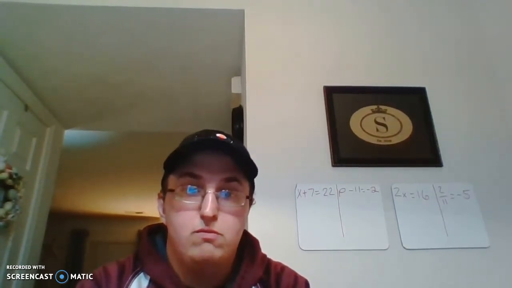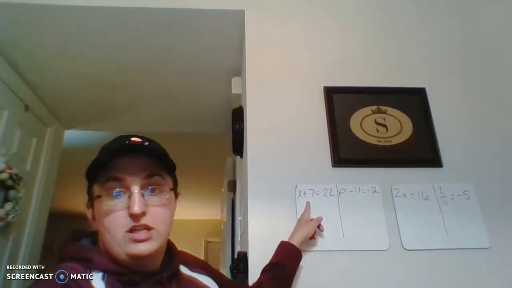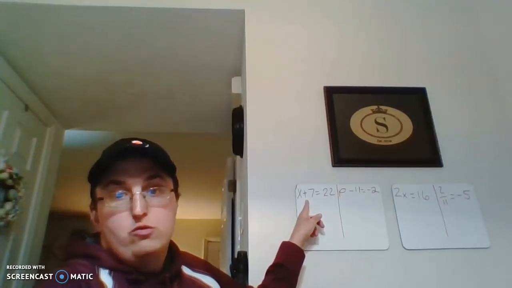We have x plus 7 equals 22. So to solve an equation, you got to do the opposite operation. So you ask yourself, what operation was given? Addition. So the opposite is subtraction. So we have to subtract. So we got to get that x by itself. So to get the x by itself, we have to get rid of the 7. So to get rid of it, we have to subtract.